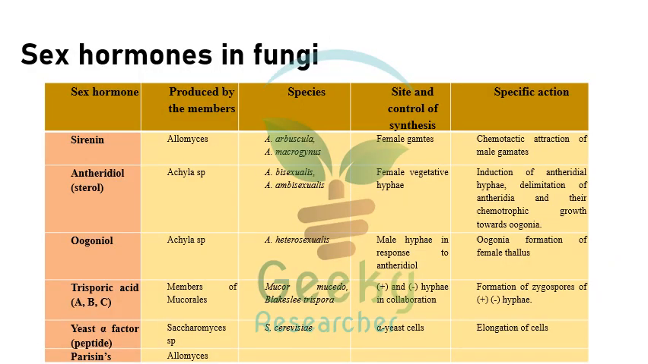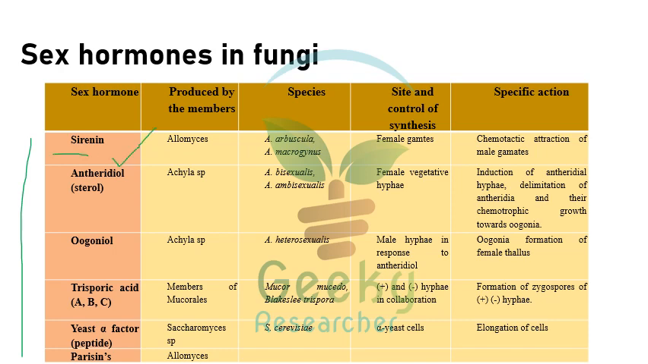So coming to the sex hormones, as I told you, fungi can reproduce by means of sexual and asexual reproduction. Here are a few of the hormones produced by fungi, that is sex hormones. These are the various kinds of sex hormones: sirenin, antheridiol, oogoniol, trisporic acid, yeast alpha factor, and peptide pheromones. Let me tell you, sirenin is the first discovered sex hormone.